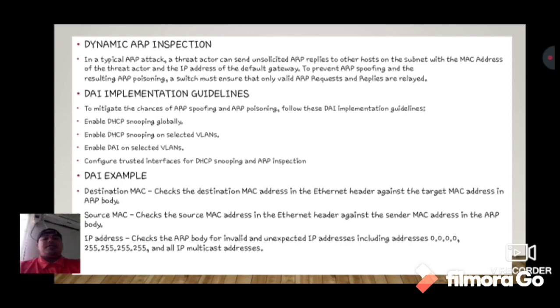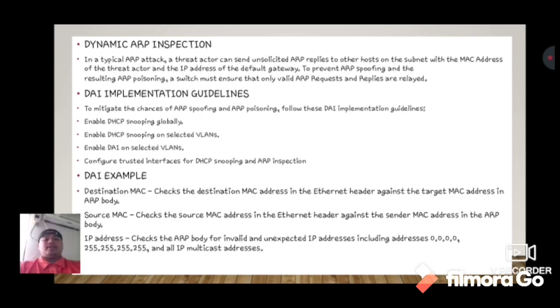DAI implementation guidelines. To mitigate the chances of ARP spoofing and ARP poisoning, follow these implementation guidelines. Enable DHCP snooping globally. Enable DHCP snooping on selected VLANs. Enable DAI on selected VLANs. Configure trusted interfaces for DHCP snooping and ARP inspection.